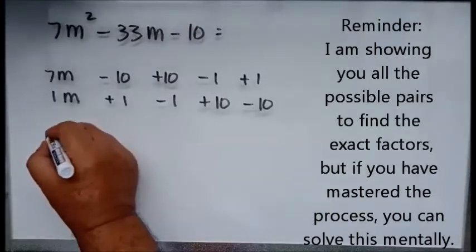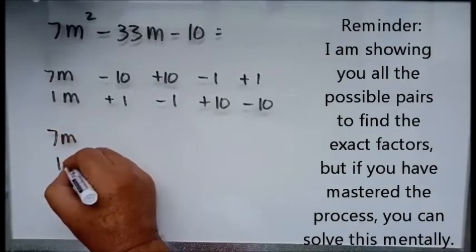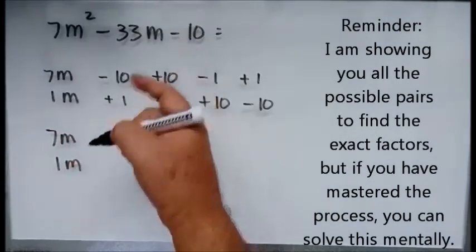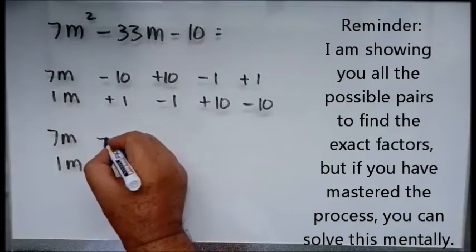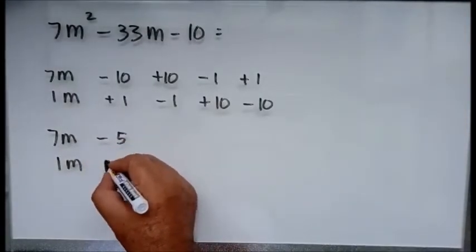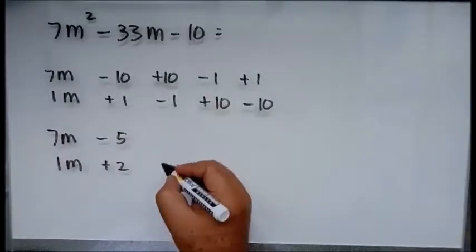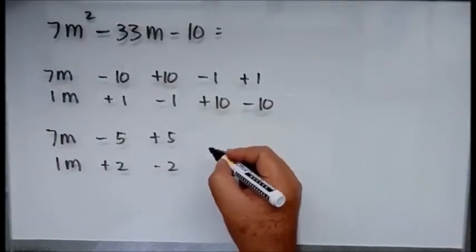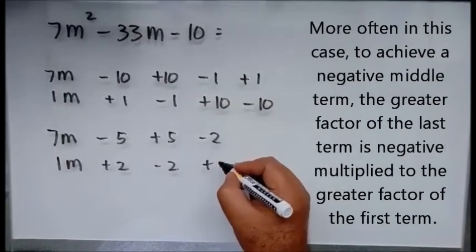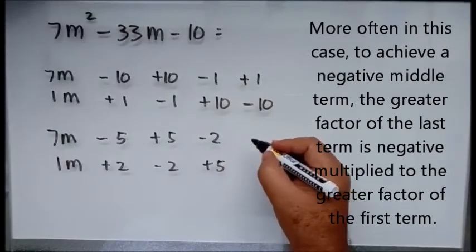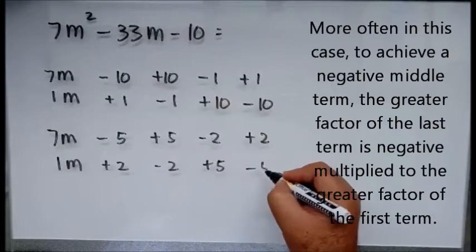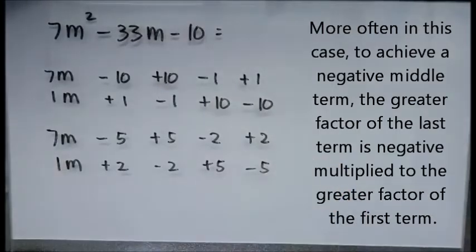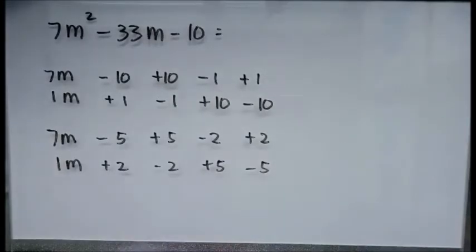Another one. 7m, 1m, 5 and 2. So negative 5, positive 2, or positive 5, negative 2, or negative 2, positive 5, or positive 2, negative 5. What else? Okay, no more.